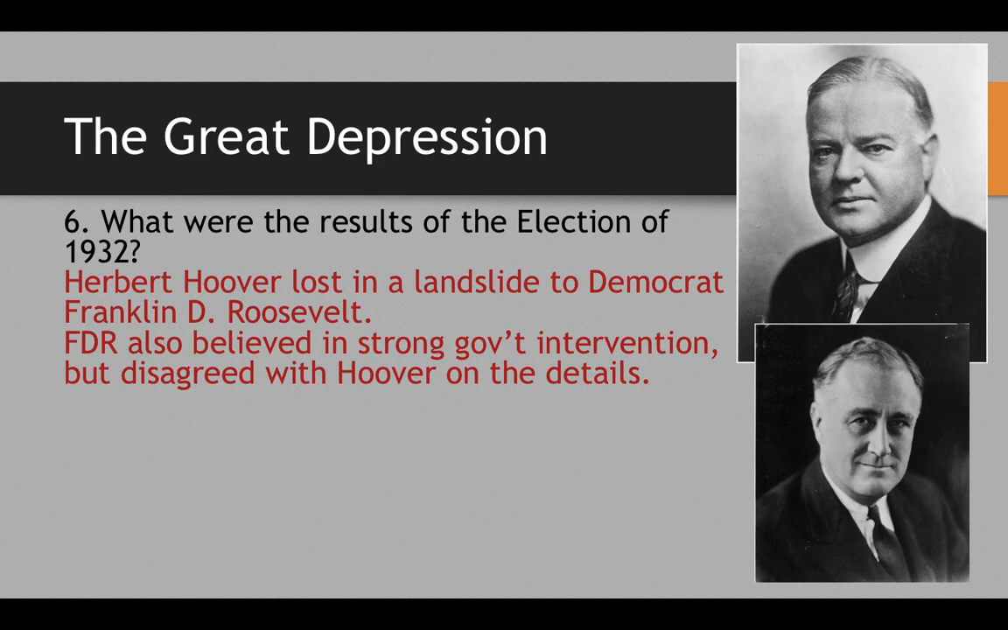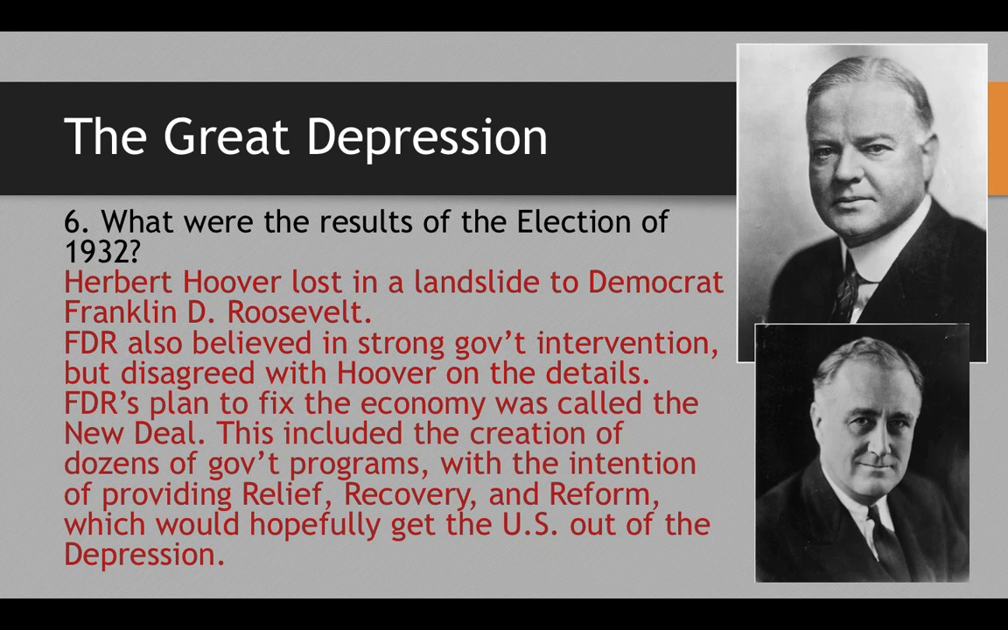He also believed in strong government intervention, just like Hoover did, but he disagreed with Hoover on the details, with what to spend money on, how to intervene in the Great Depression and with the economy. So FDR's plan to fix the economy was called the New Deal. And this is kind of where our bell work comes into play about what the government's responsibilities should be. FDR's New Deal included the creation of dozens of government programs. The intention of all these programs was to provide 3 R's, he called them: relief, recovery, and reform to the U.S. economy, which would hopefully get the U.S. out of the Great Depression.